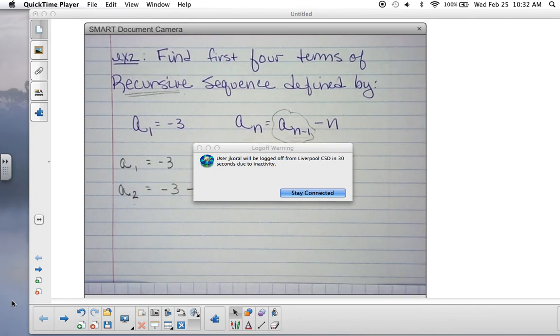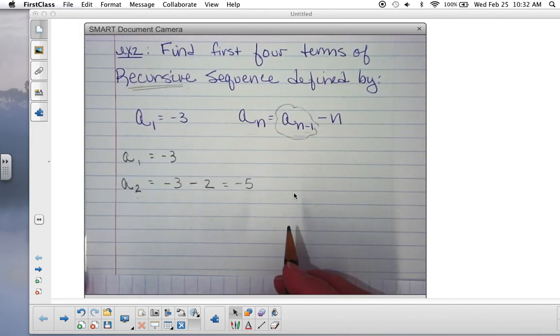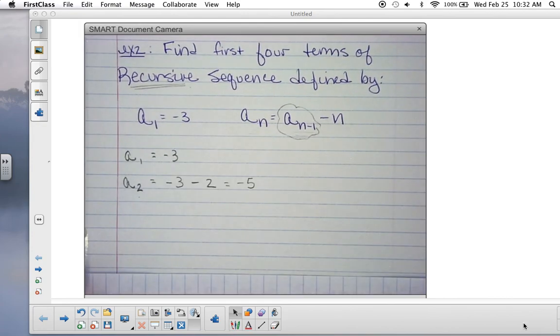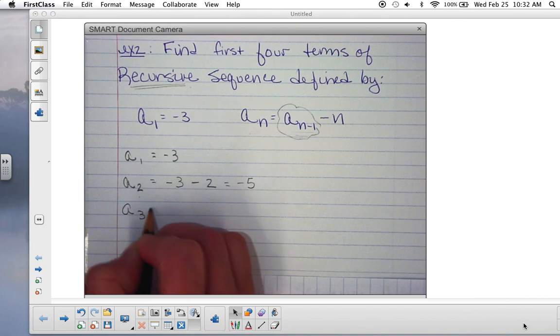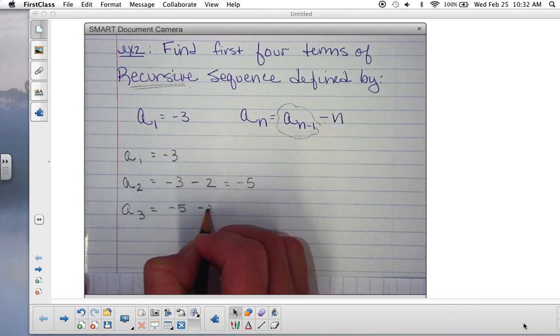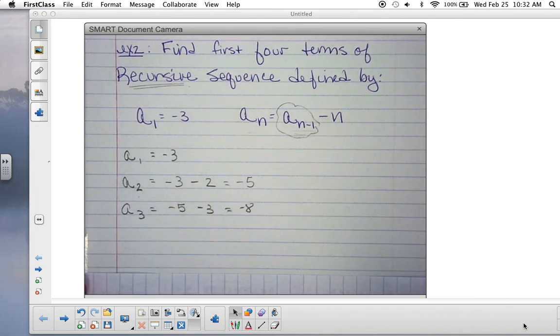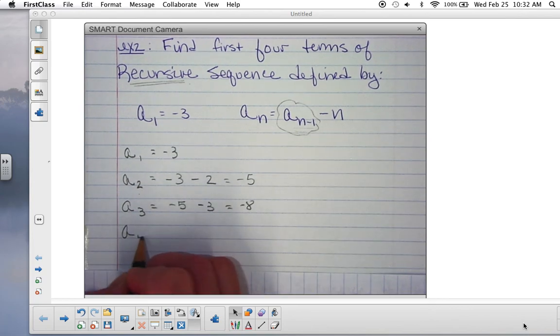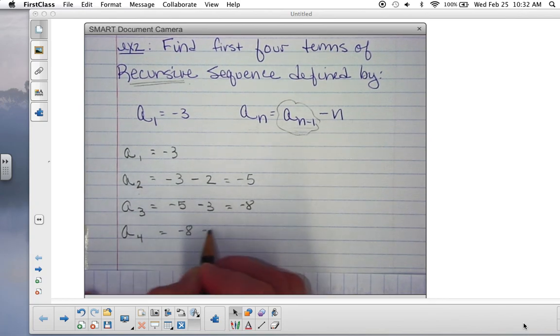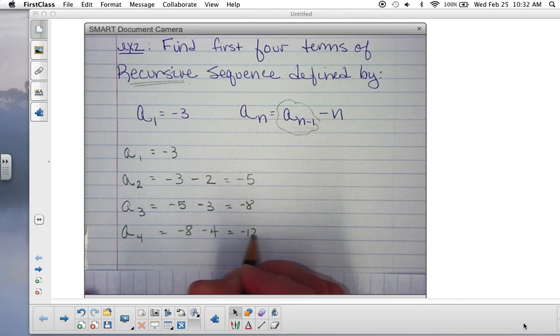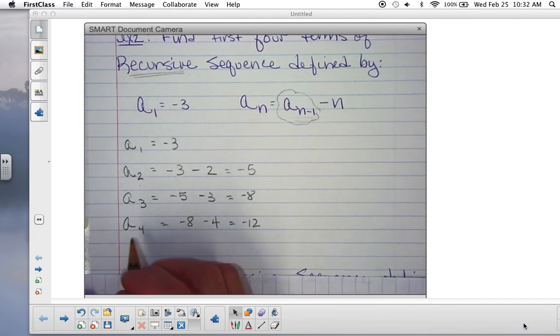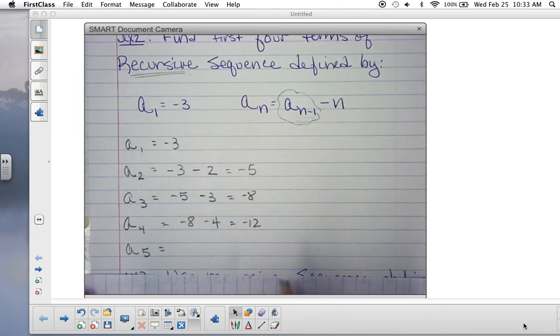Oops, oh shoot, sorry about that. And then to find the third term, we're going to do negative 5 minus 3. To find the fourth term, we're going to do negative 8 minus 4. If they needed the fifth term, which they didn't ask for, but if they did, do you know what it would be? Just negative 12 minus what number this time? 5.